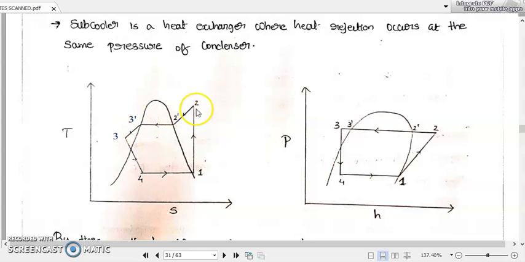So the line 2', 3', 3 is a constant pressure line, then followed by the constant enthalpy expansion process 3 to 4. It is a vertical line in our PH diagram, followed by our constant pressure heat absorption or refrigeration step, 4 to 1. So here it is the 4 to 1 refrigeration process in our PH diagram.